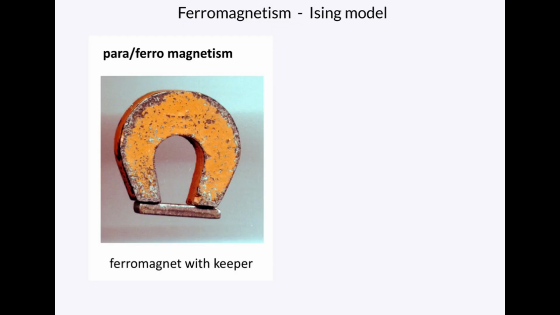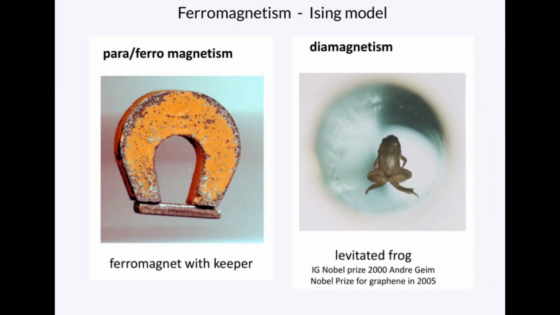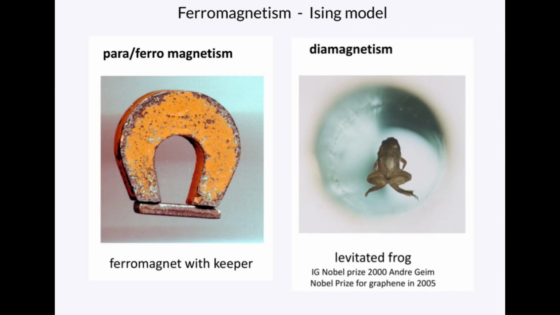Diamagnetic materials, in contrast, are expelled from the magnetic field. Typical materials are gold, water, or superconducting materials. In the image, you see a frog that is levitated in a high magnetic field in the High Field Magnet Laboratory in Nijmegen, an image that earned André Geim the Ig Nobel Prize in 2000.